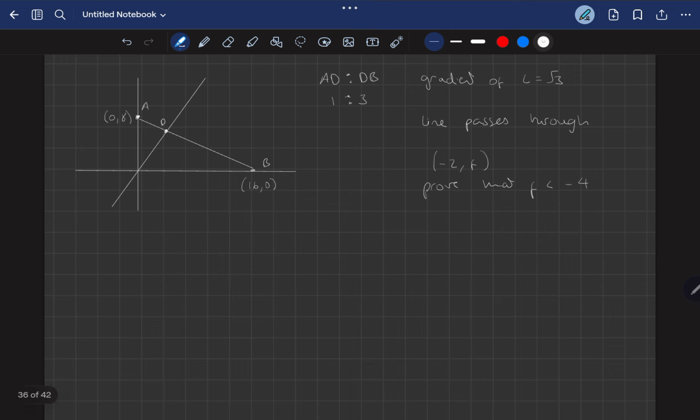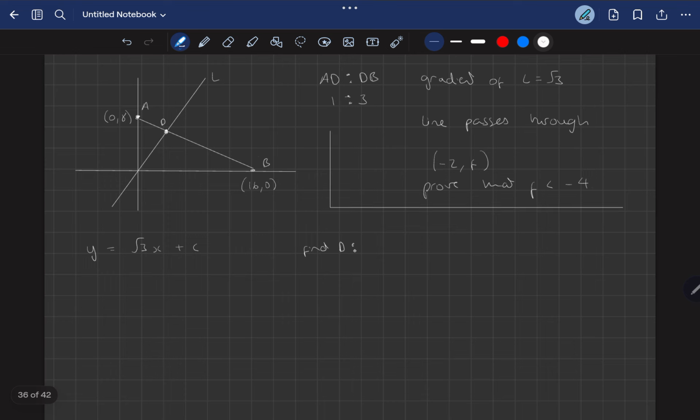So, we know that the gradient of L is root 3, and we know that it passes through D. So, let's try and find the line equation of L. We already know the gradient, but we need to know the y-intercept. So the line equation of L will be y equals root 3 x plus c, because the gradient of L is root 3. However, I need to substitute in a particular point that L passes through in order to find the value of c. That point could be D. But how do we find D?